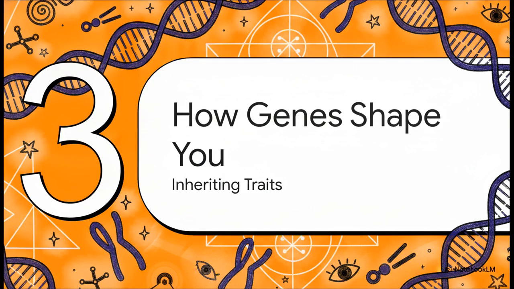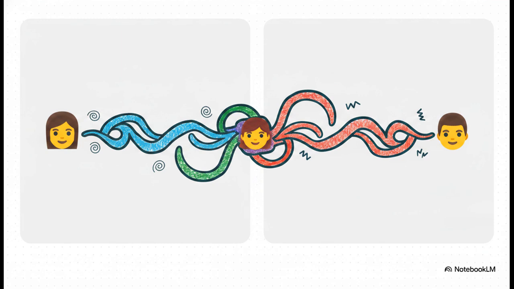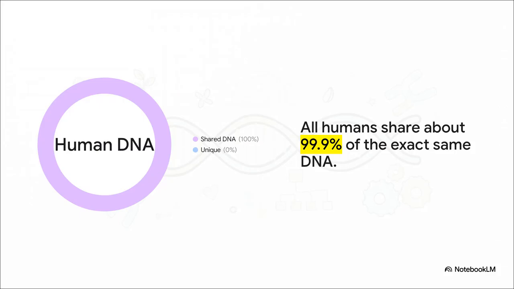Which brings us nicely to part 3, how genes shape you. Remember earlier when we talked about getting your dad's dimples or your mom's exact eye color? Well, here is exactly how that mystery is solved. You don't just get a random jumble of instructions. No, you get exactly one set of genes from your mom and exactly one set of genes from your dad. Those two sets combine to make your unique genetic makeup. It's this perfect, intentional blend of instructions from both branches of your family tree. Now, here's a stat that's just mind-blowing.